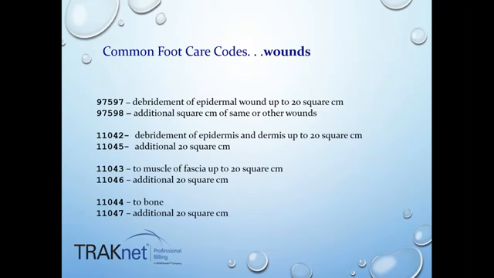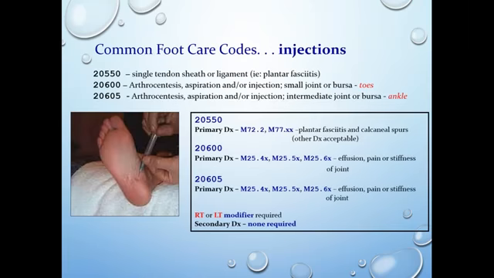The additional 20 square centimeters would be 11045 for dermal level wounds. If you're debriding to muscle or fascia, 11043, with additional 20 square centimeters being 11046. All the way to bone is a 11044, with additional 20 square centimeters, 11047. Next slide, Alan.